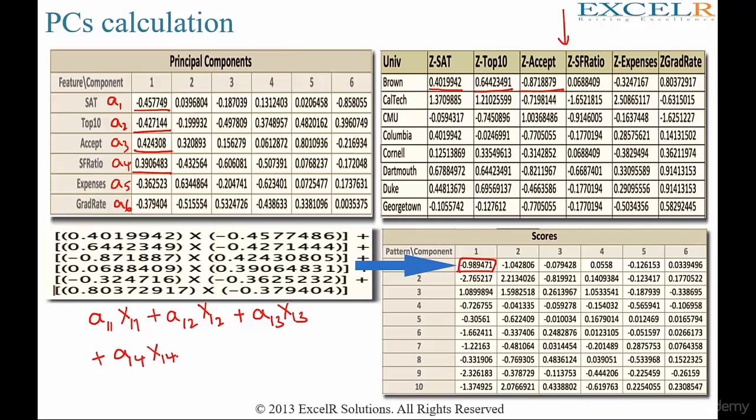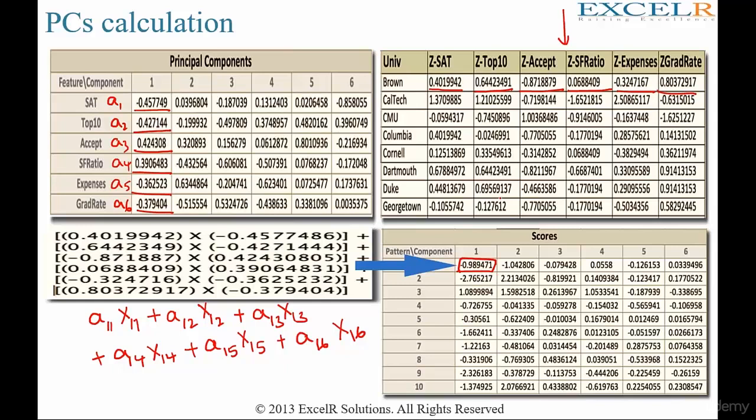multiplied by x14, plus here you have A15 multiplied by x15, right? A15 by x15 plus A16, which is this value, multiplied with x16, this value. When you do so, you would get this principal component value here.